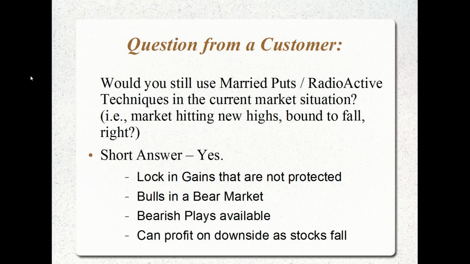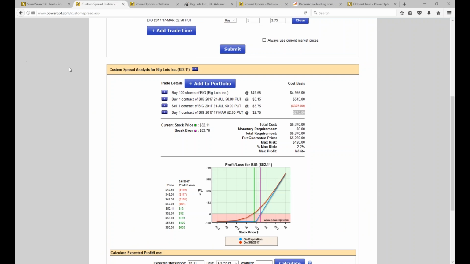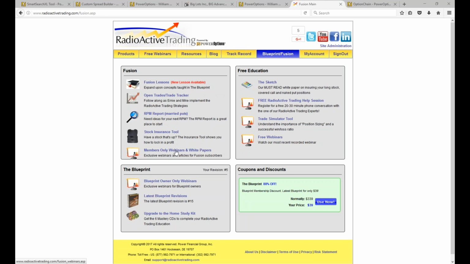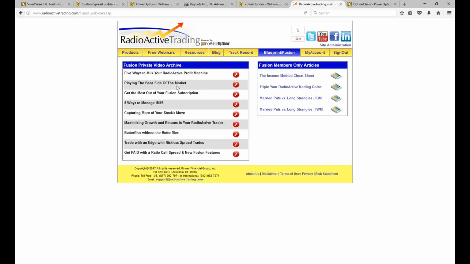What do I mean by that? Well, for blueprint owners and for Fusion subscribers, when you go to radioactivetrading.com and you log on to your account, Fusion subscribers can click on the members-only webinars and white papers here, and there's a full presentation for playing the bear side of the market. It talks about the preferred ways that Kurt, Ernie, and myself might look to open a new radioactive trade incorporating the limited risk techniques and the income methods on stocks we think are moving down in price.